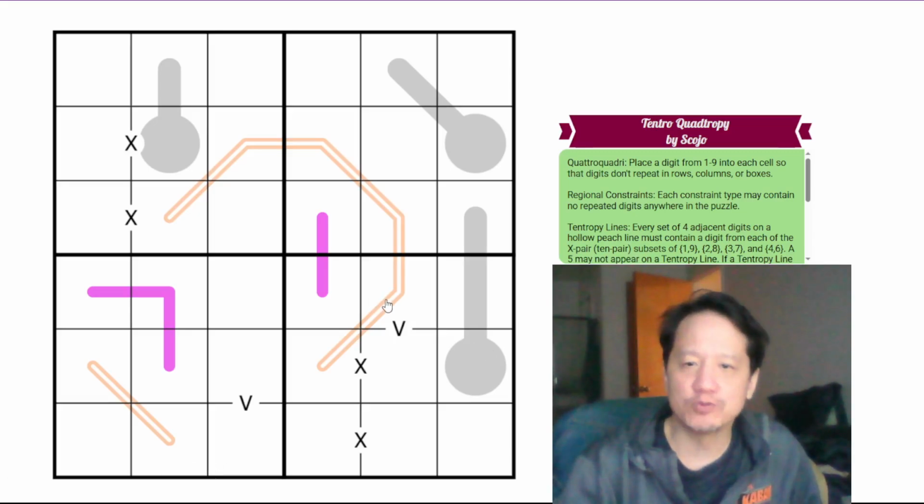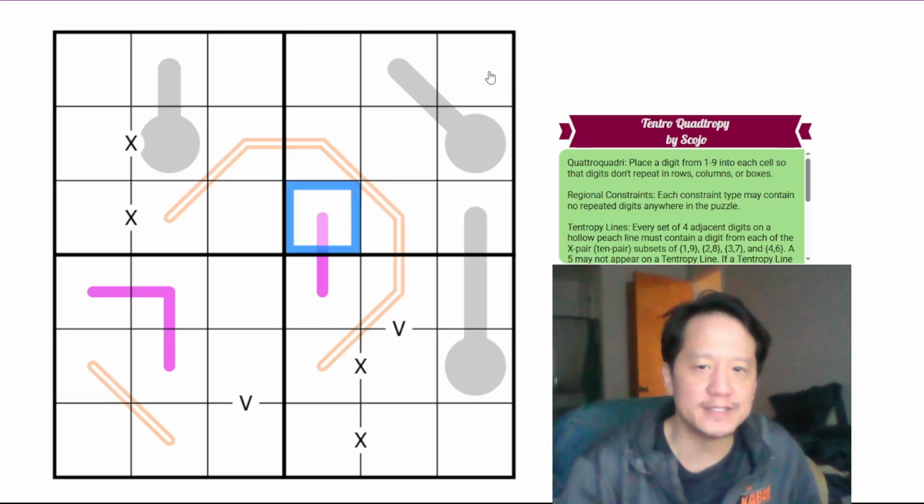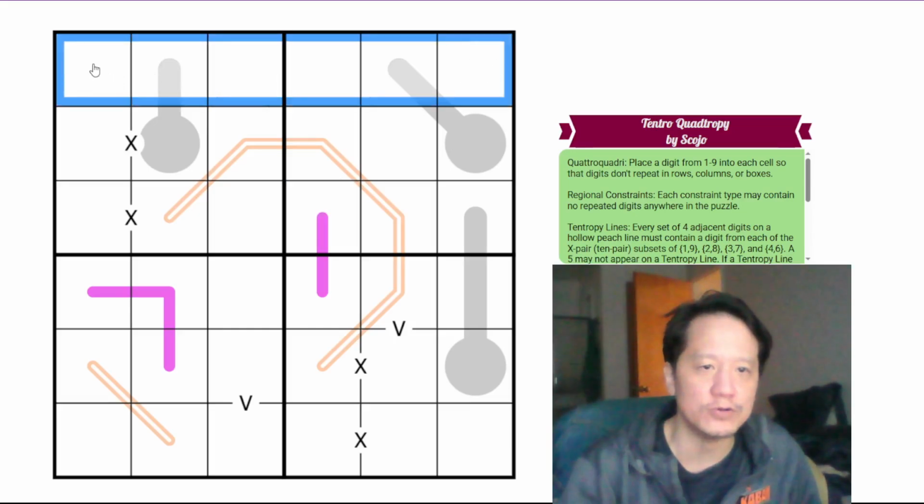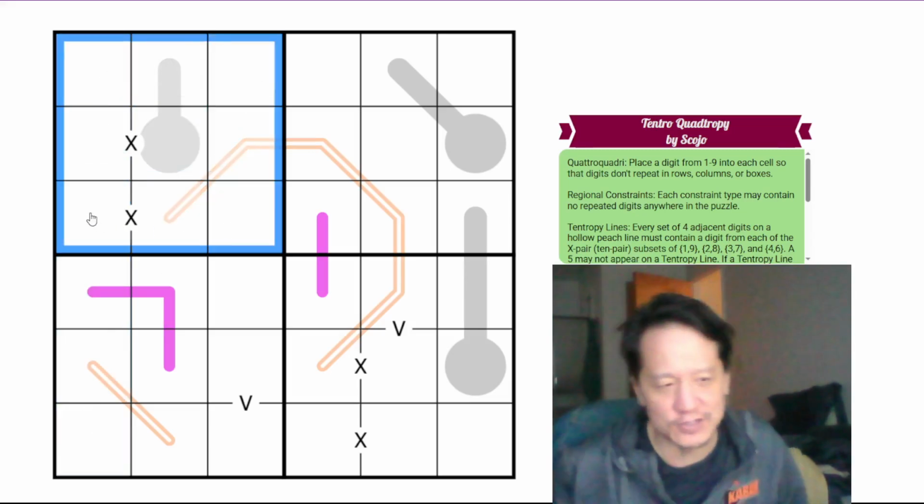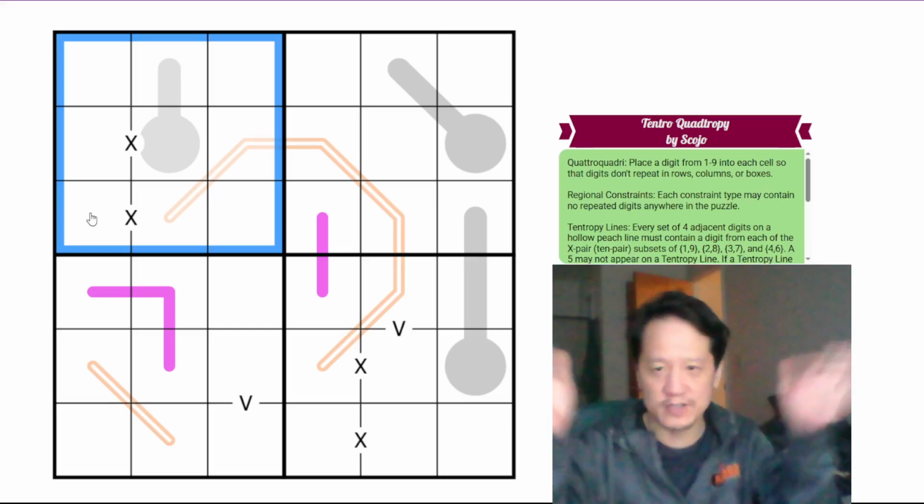We have the Quattro Quadri rule set, where we need to place a digit from 1 through 9 into each cell so that digits don't repeat in rows, columns, or boxes. Very nice. I like how he's using that explanation. Perfect.